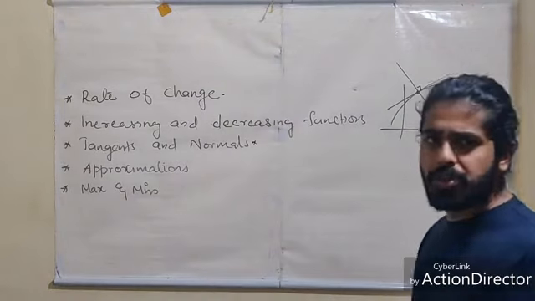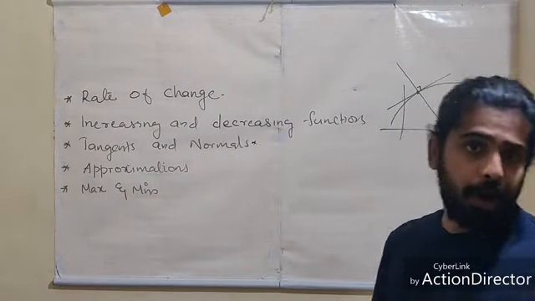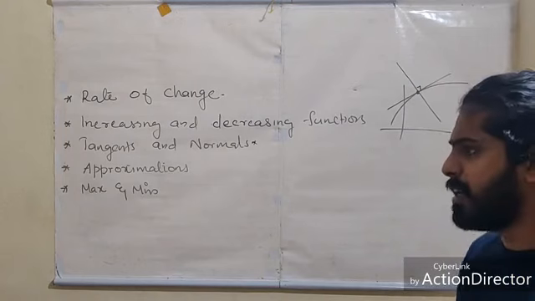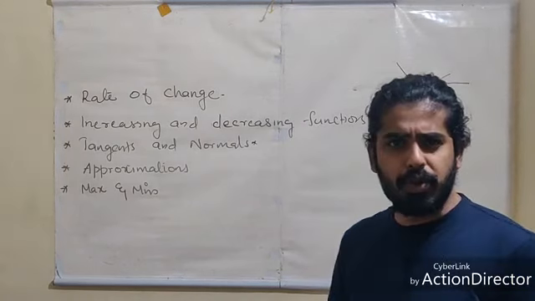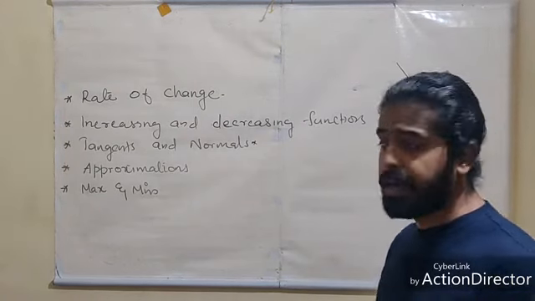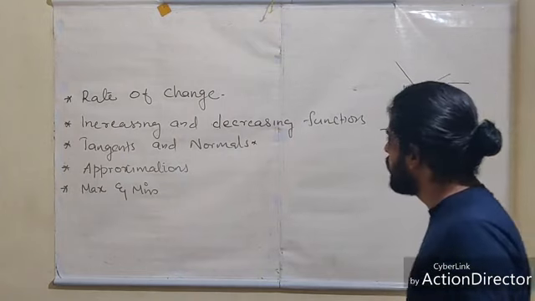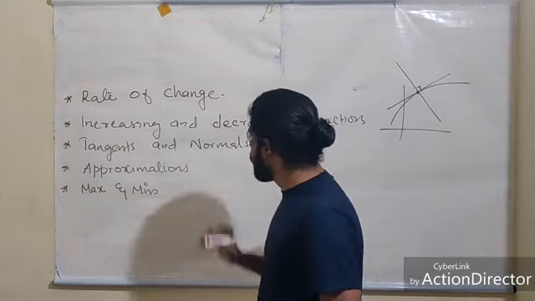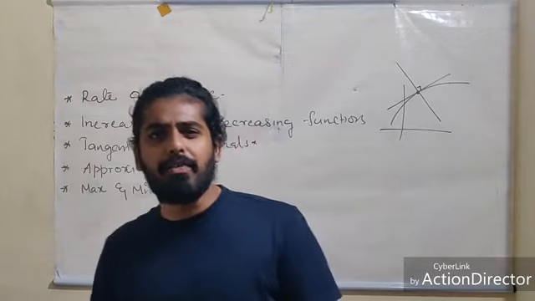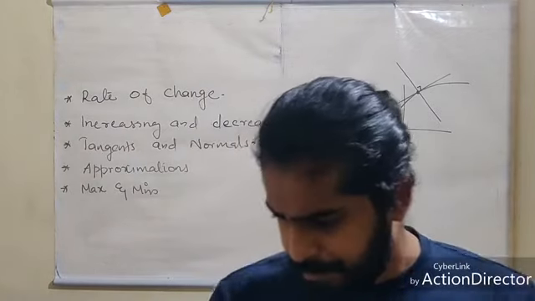Finding the equation of a tangent is also easy, right? If you have the slope and you know the point, you can find the equation of the tangent by the point-slope form, which you already learned in class 11, straight lines, equation of lines, right? Next is approximation: finding the approximate value of a function at particular points.